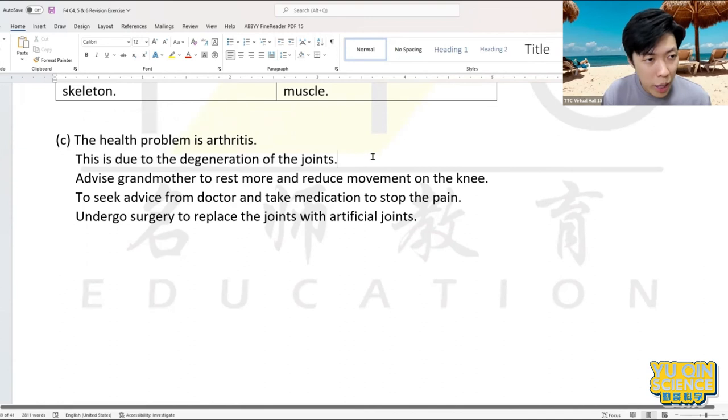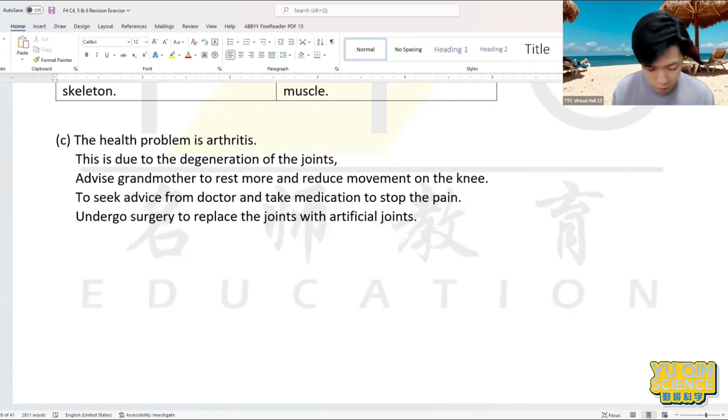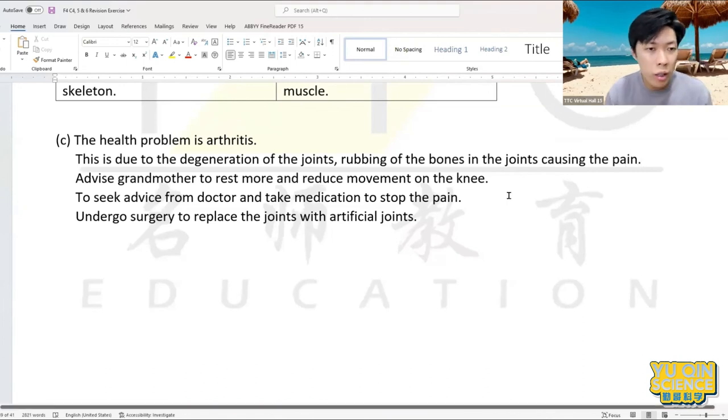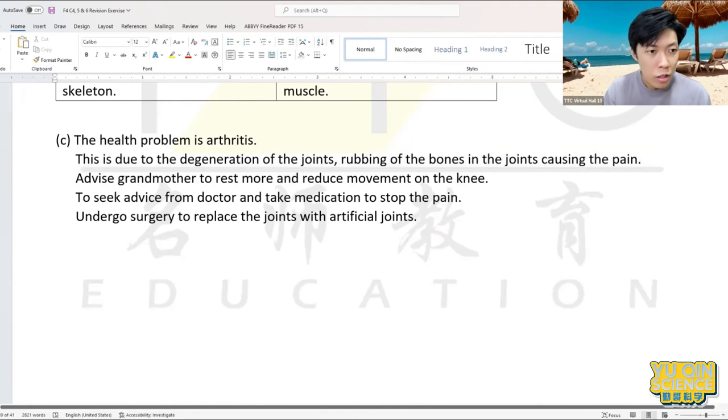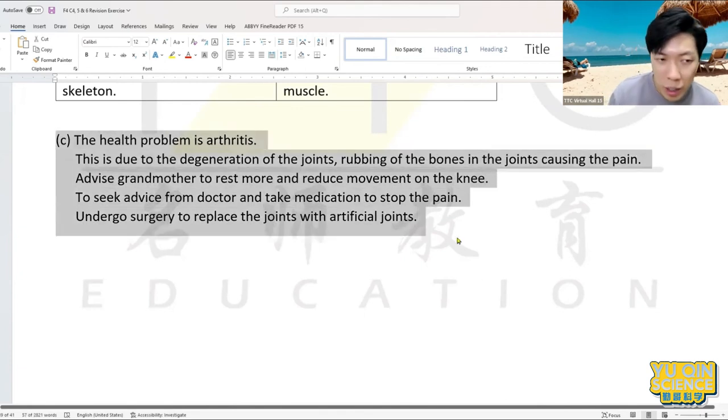For the first and second marks, maybe add more: this is due to degeneration of the joint, rubbing of the bones in the joints causing the pain. I think that is more complete. So here in total, 5 marks.